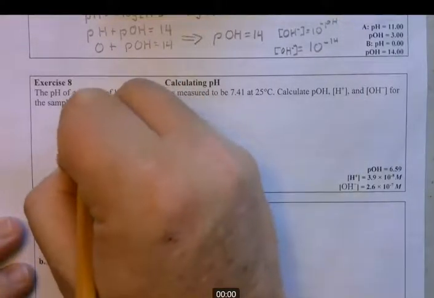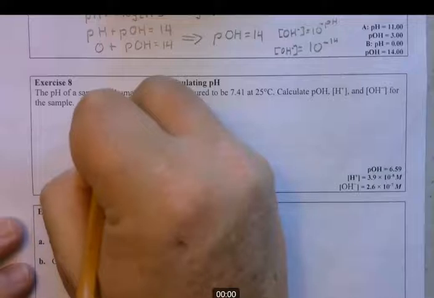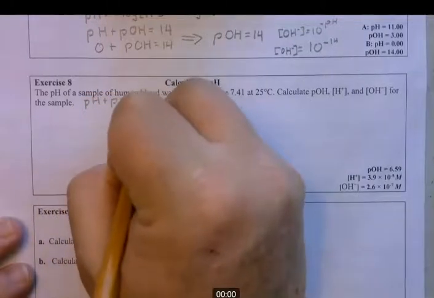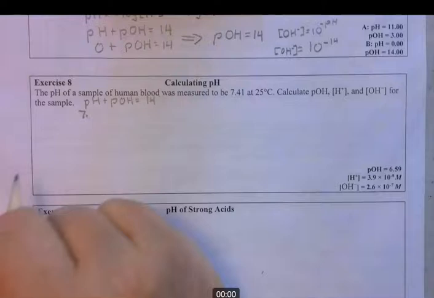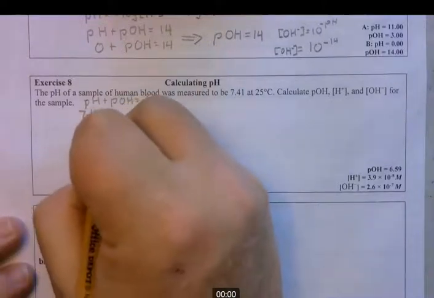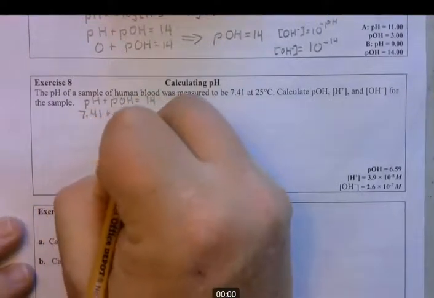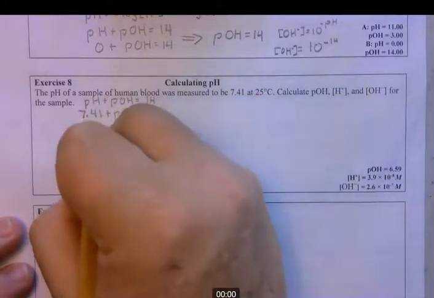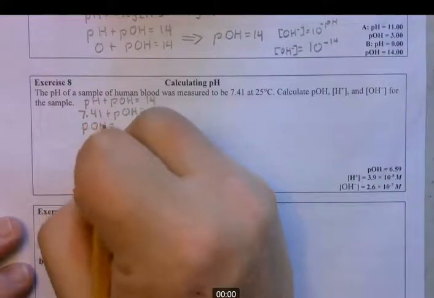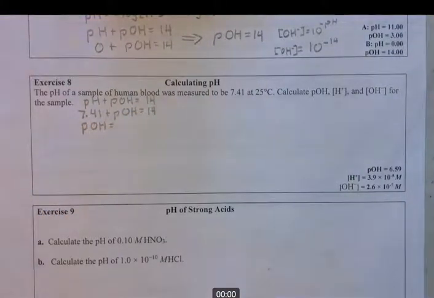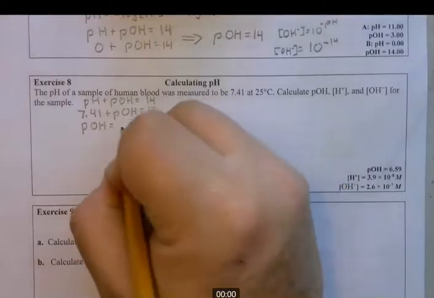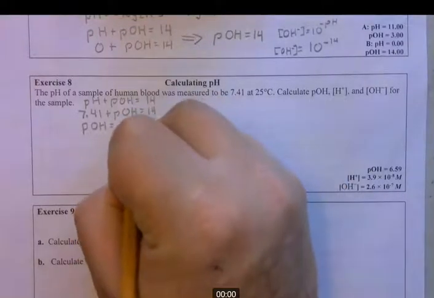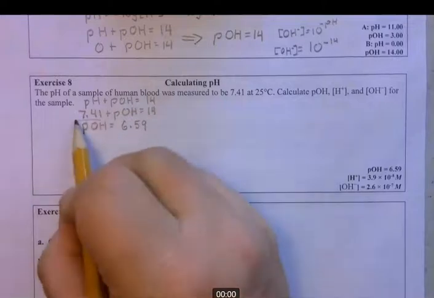So pH plus pOH is 14. We're told that this is 7.41 plus pOH. And so that's going to give us just simply 14 minus 7.41. And that gives us 6.59. Okay, so there's the pOH.